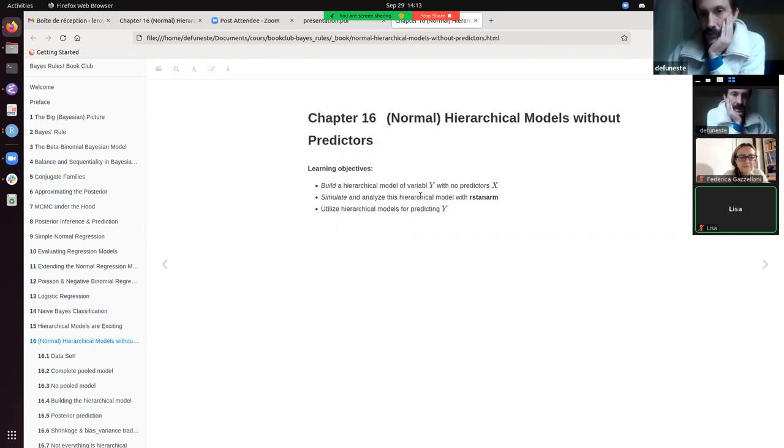So the goal is to build a hierarchical model, simulate it, and use it for predicting or to get a better understanding. It's quite long, so I will try to go fast.